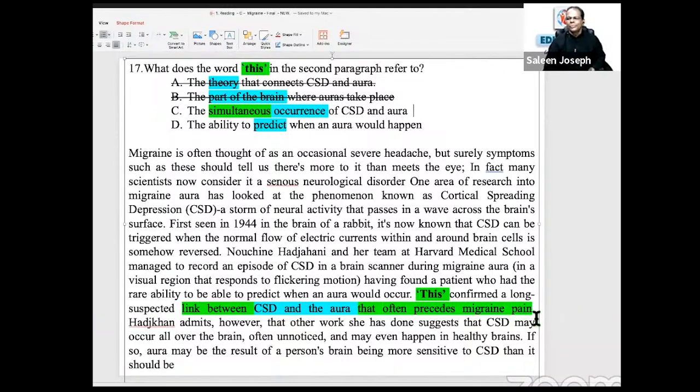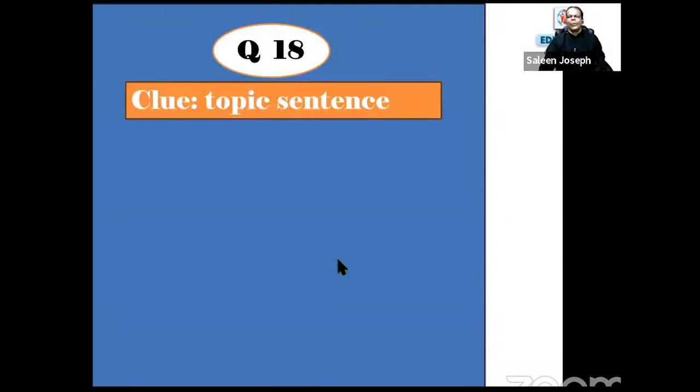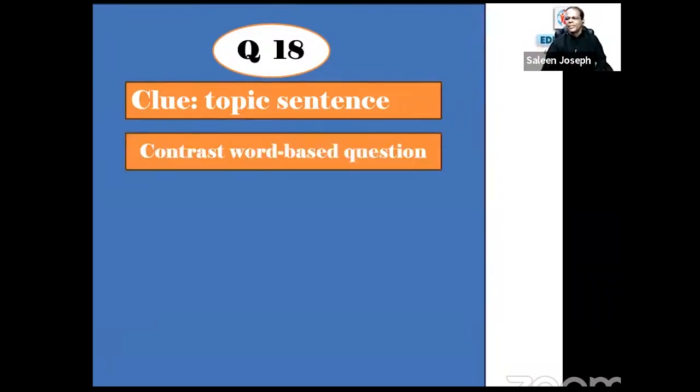Is that clear? Question number 18. Okay. Clue is the topic sentence itself. If you know this clue, you can do a lot of questions so easily because you need to read only the topic sentence. Within a fraction of seconds, you find the answer and jump into the next question so that you have a lot of time to enjoy at the end of your examination. Okay. This is also a contrast word-based question. Second clue. First clue is the topic sentence.